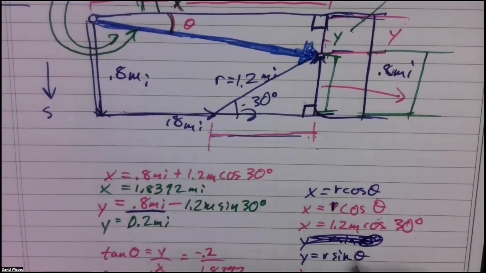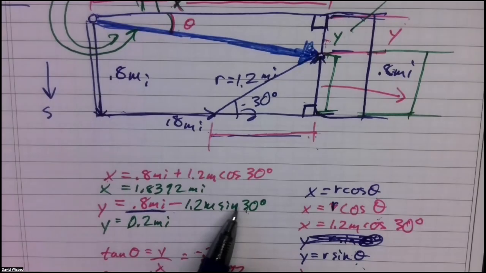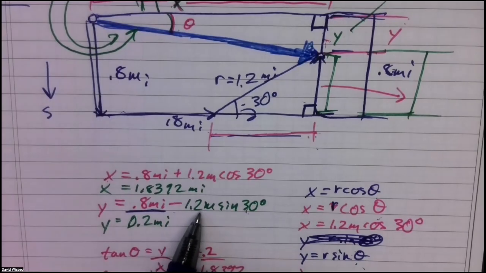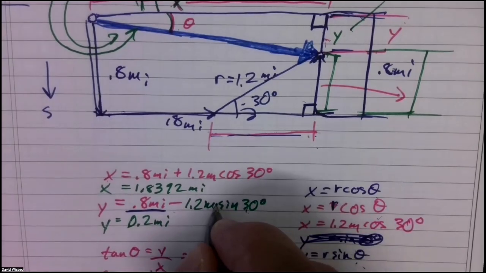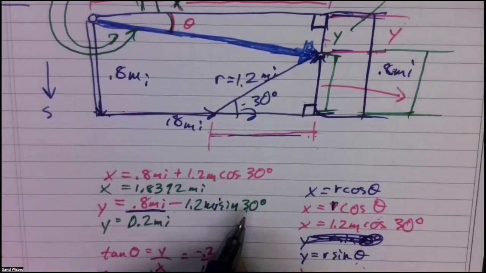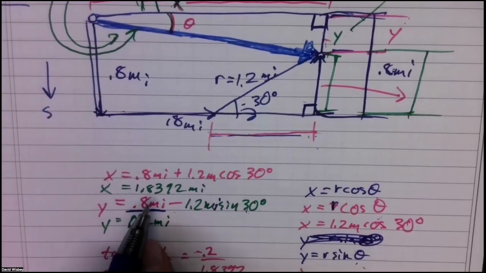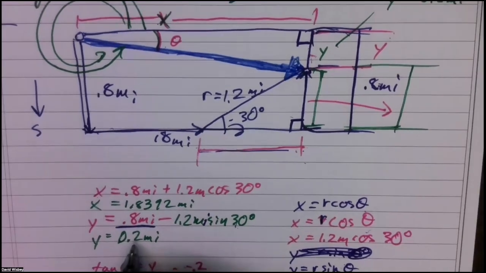Okay, so R times sine of theta. Theta is 30 degrees. My hypotenuse is 1.2. That's supposed to be miles. I don't know, I just switched to meters. Okay, times sine of 30. That's going to give me that little piece right there, and it comes out to 0.2 miles.